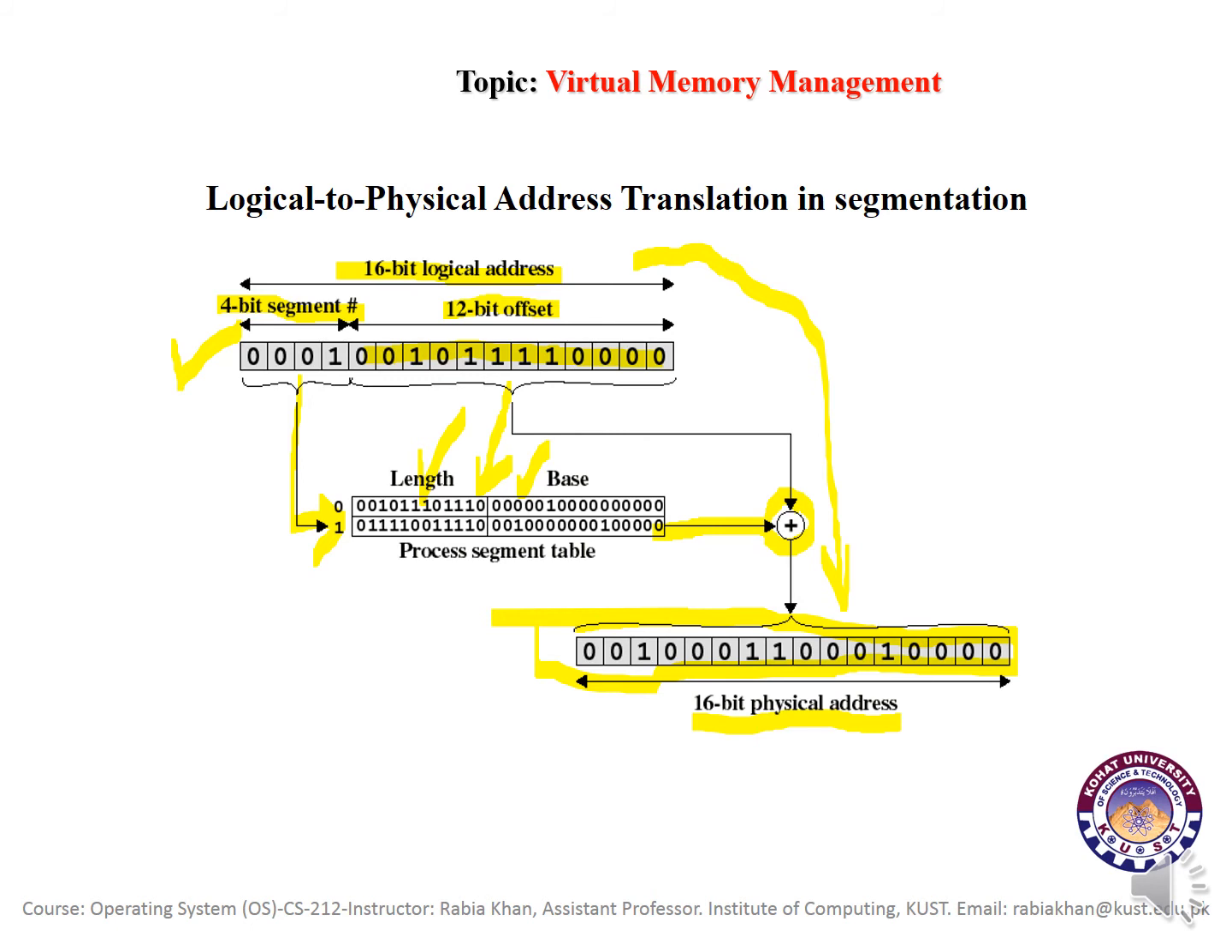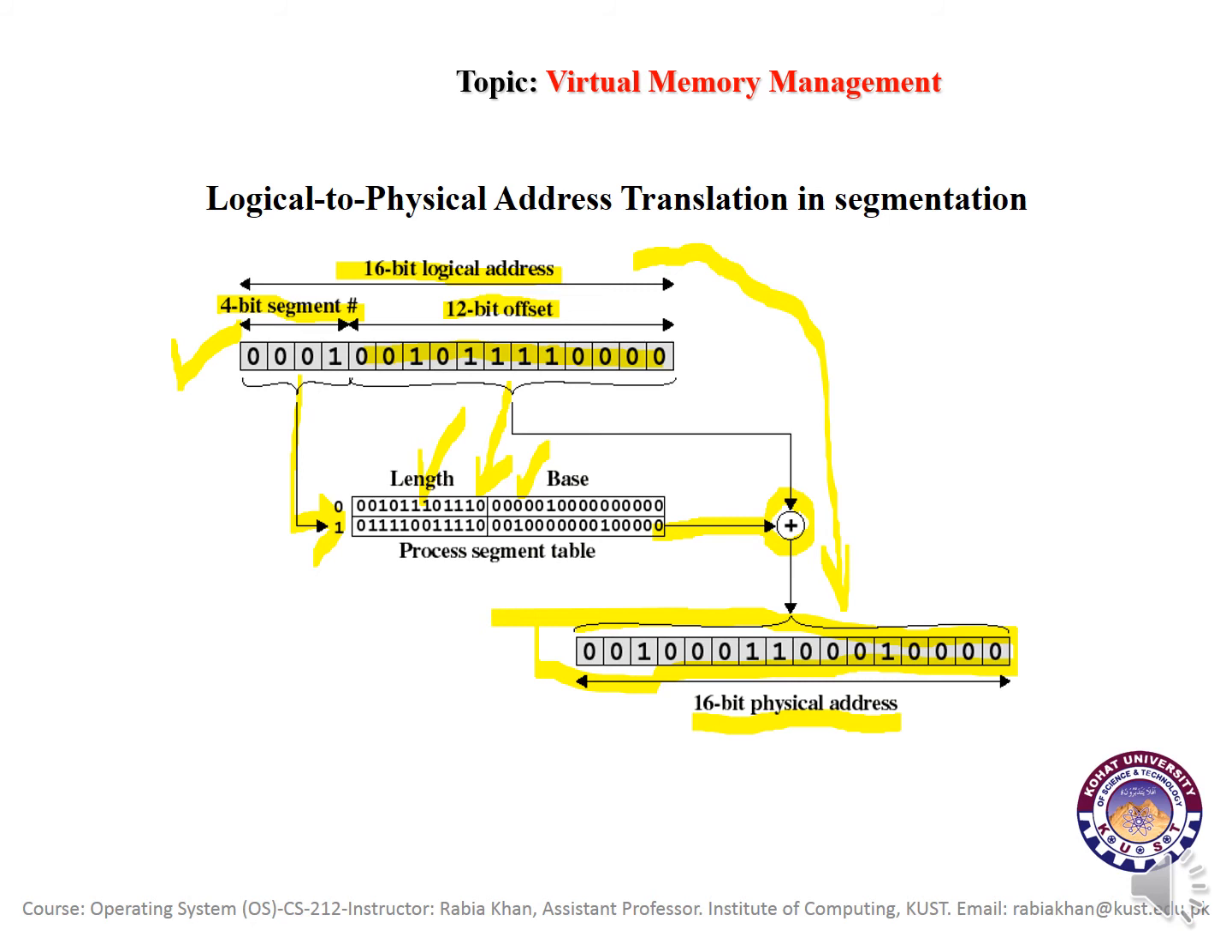But here you can see it is a different way of translation than paging. Paging was simple, where the page number was taken from the page table and it was linked with the offset to get the physical address. But for segmentation, we first need to find the size of the segment, because every segment is not of equal size. Segments are of varying length.